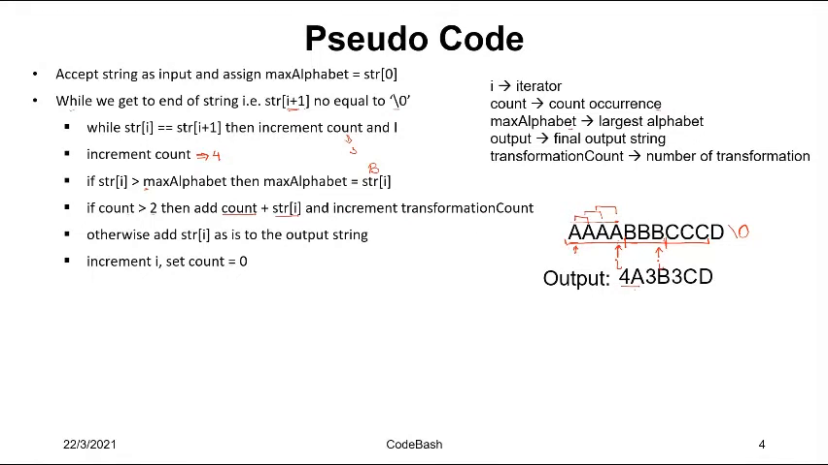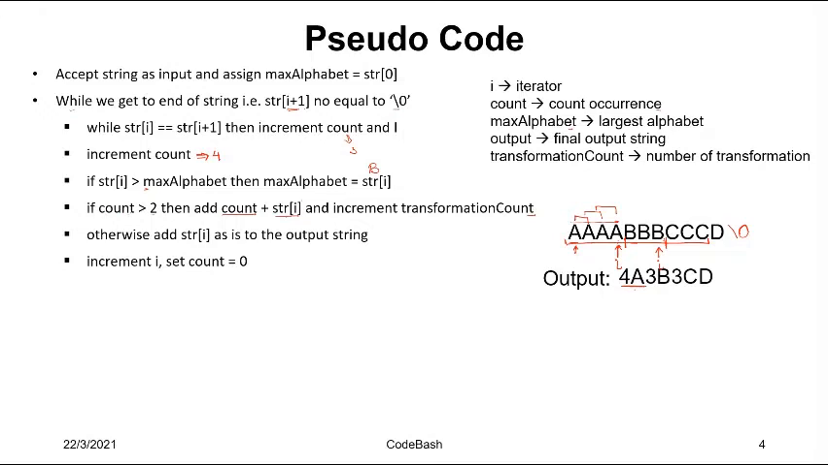So remember how we said that every time we change this sequence to a frequency plus character format, that is one modification or transformation, and we also need to keep track of that. So that is why, if we have a count greater than 2 and we know that we are adding this to our output string, then obviously that is a modification. So we also increment the transformation count so that we can use it later.